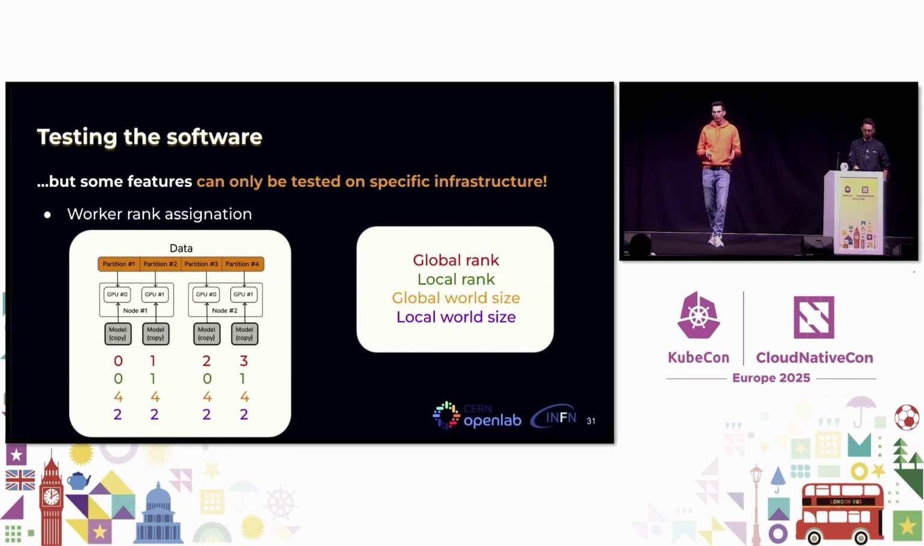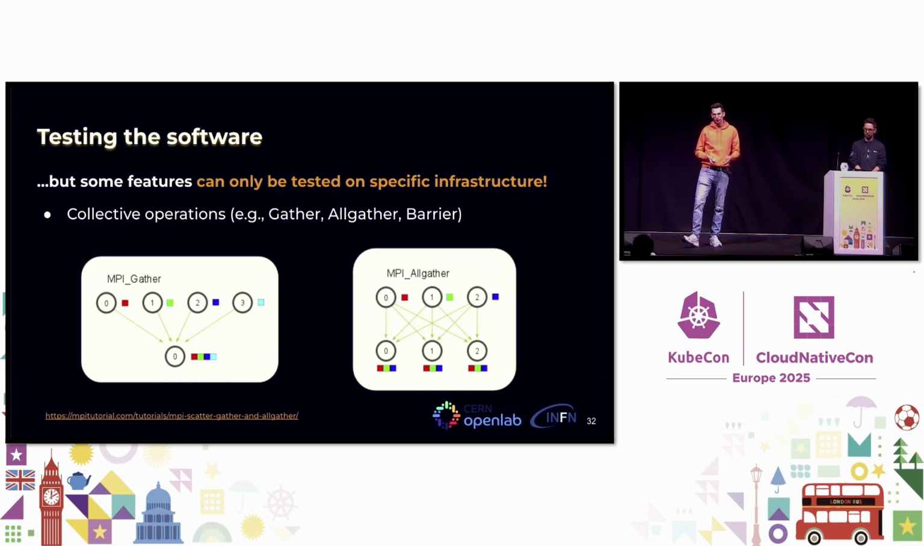So how can we test this on a laptop? Of course we cannot. I mean, we need specific infrastructure. Same is for the collective operations, such as all gather, barrier, and so on and so forth. So how can we make sure that our software is actually implementing these operations in the right way?